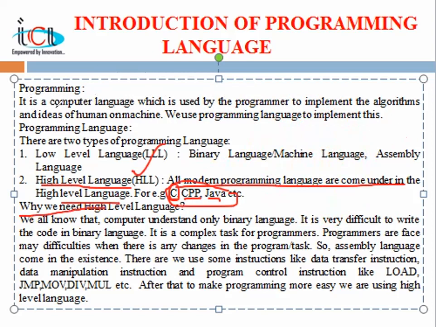Now, why do we need high level languages? We all know that a computer understands only binary language. It cannot understand other languages. But in assembly language or C, C++, we mainly use English, and the computer cannot understand English. So we use a language translator to read the code which we write in the high level language. It is very difficult to write code in the binary language.